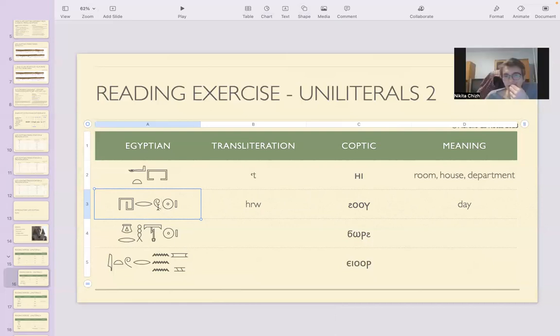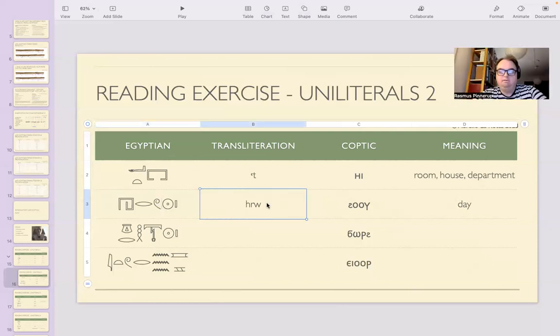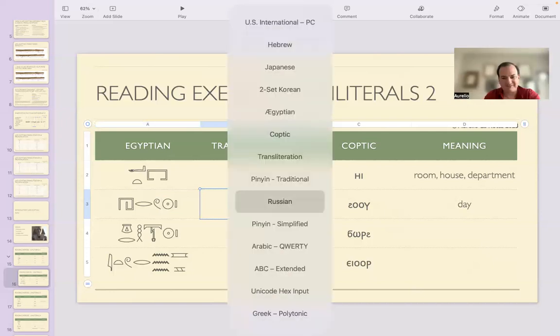So, I have a little remark to Rasmus's comment. When there are no phonetic complements, and it's just the sun disk with a stroke, it can also be read. So the day can also be meant, but the reading would be ra-neb, which is a common expression in Middle Egyptian. So not just heru. Ah, okay. Yeah, that's a great point. So basically, you would have the sun disk.